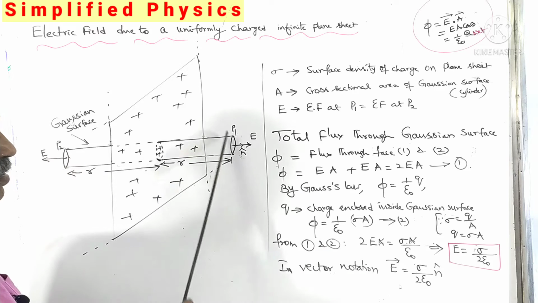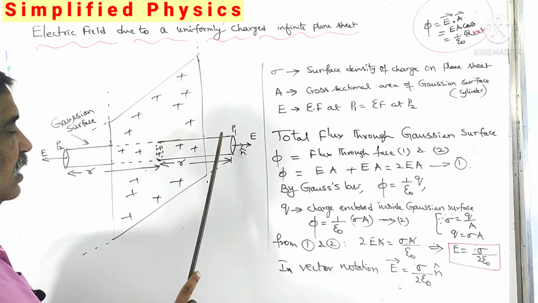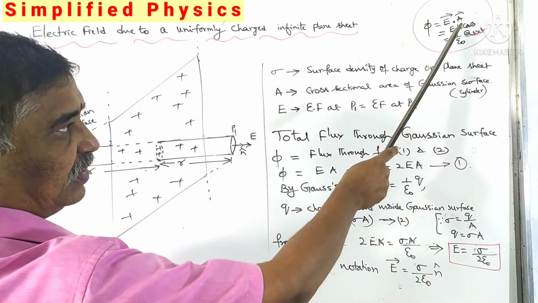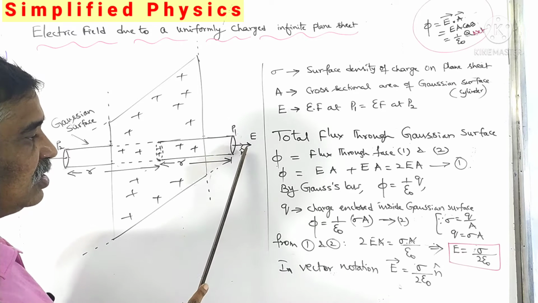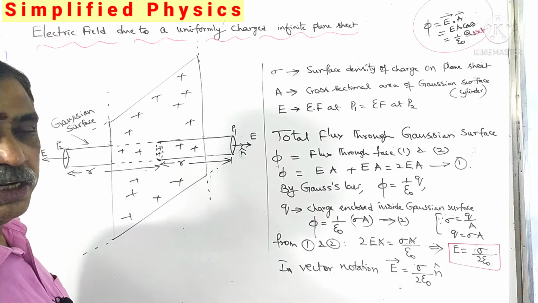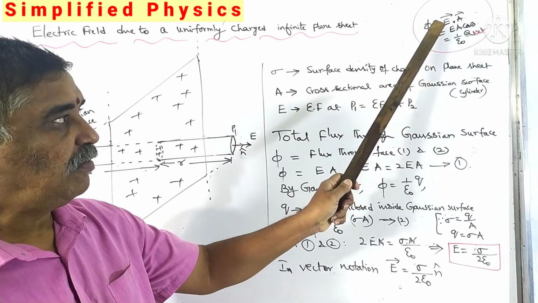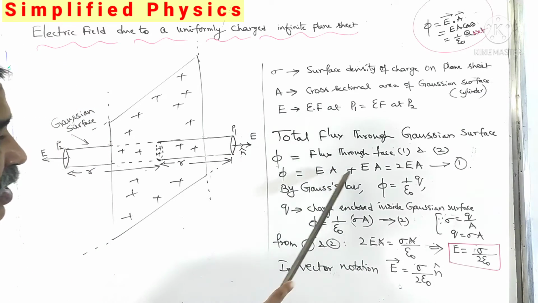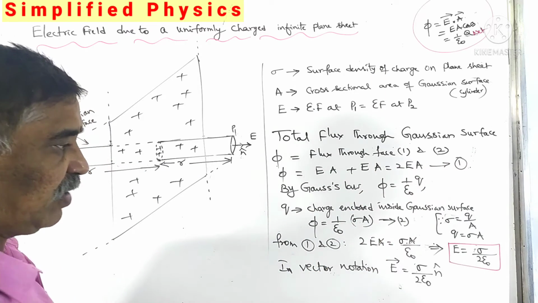What is the total flux through this Gaussian surface? Total flux is flux through face 1 plus flux through face 2. Flux is given by E dot A, that is, EA cos theta. Since the normal and the direction of electric field are in the same direction, theta is equal to 0, cos 0 is equal to 1. So flux phi is equal to EA only. The flux through this face is EA, plus the flux through the other face is also EA. If we add, we get 2EA. Name it equation 1.